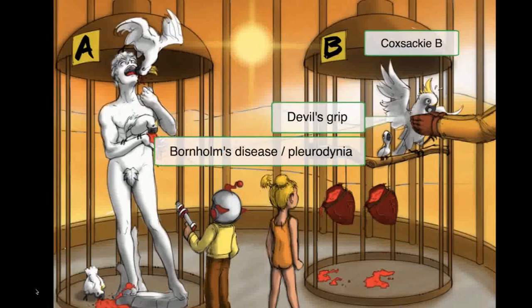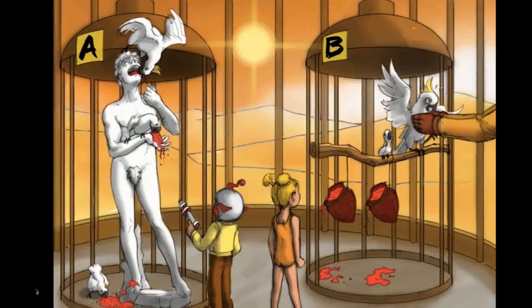This devil's grip is often characterized by extreme sharp pain in the lower chest and is often unilateral, and this often makes it very difficult to breathe, hence its other name, pleurodynia. Pleuro, referring to the pleura of the lung, and dynia from the Greek word for pain.